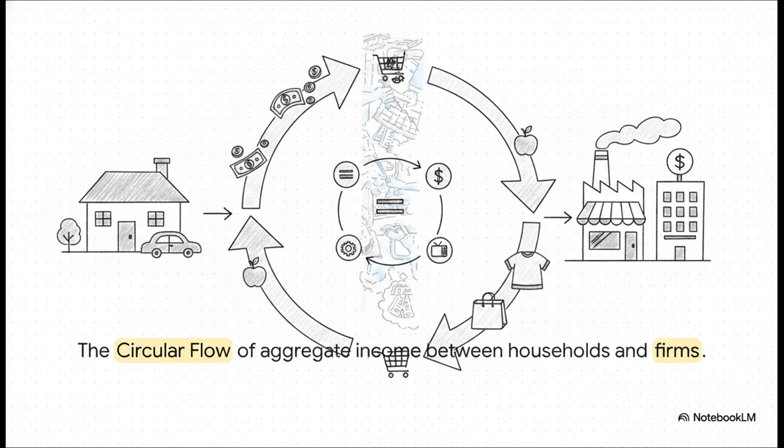Firms pay households those wages, rents, and profits for their production efforts. And then what happens? Households turn right around and spend that exact same money back at the firms to buy final consumption goods. Production creates income, which creates expenditure, which buys the production. It's literally a closed loop of economic life.